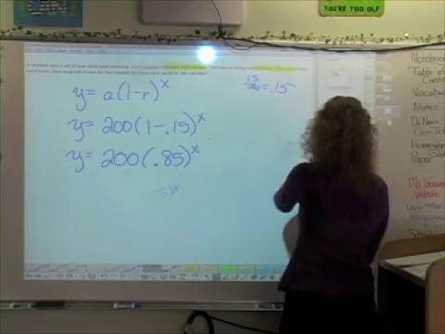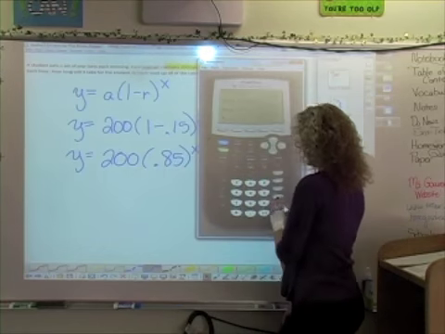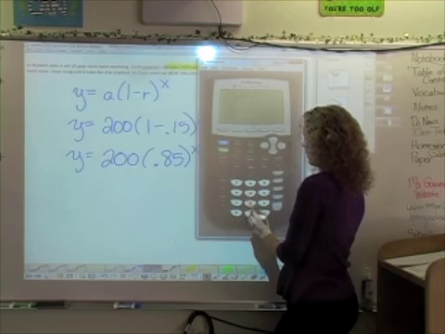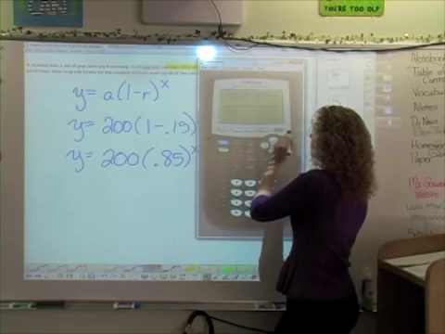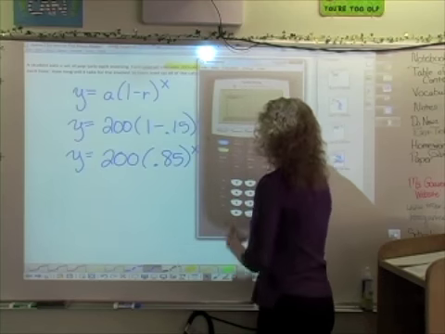So what I'm going to do is actually use my calculator. I'm going to put that into y equals. Resetting my calculator, y equals 200 times 0.85 raised to the x. And second graph gives me a table of values. I'm looking for when it metabolizes out of the body.